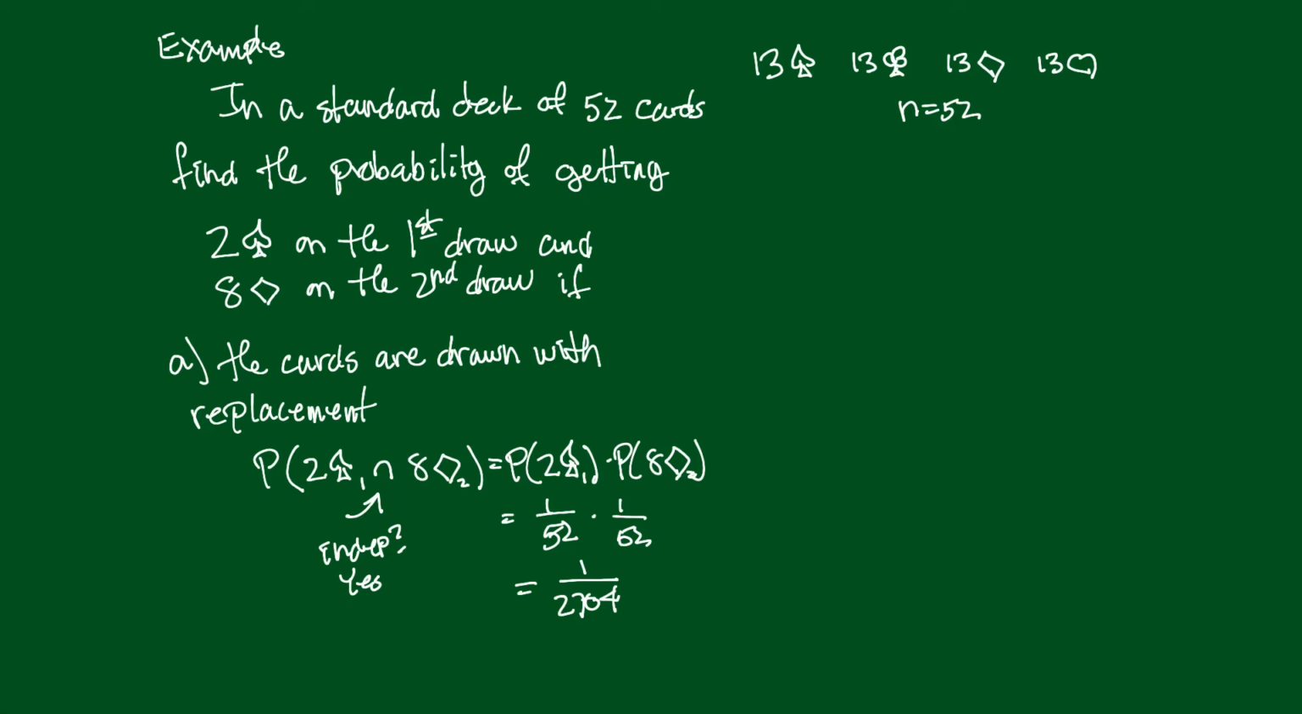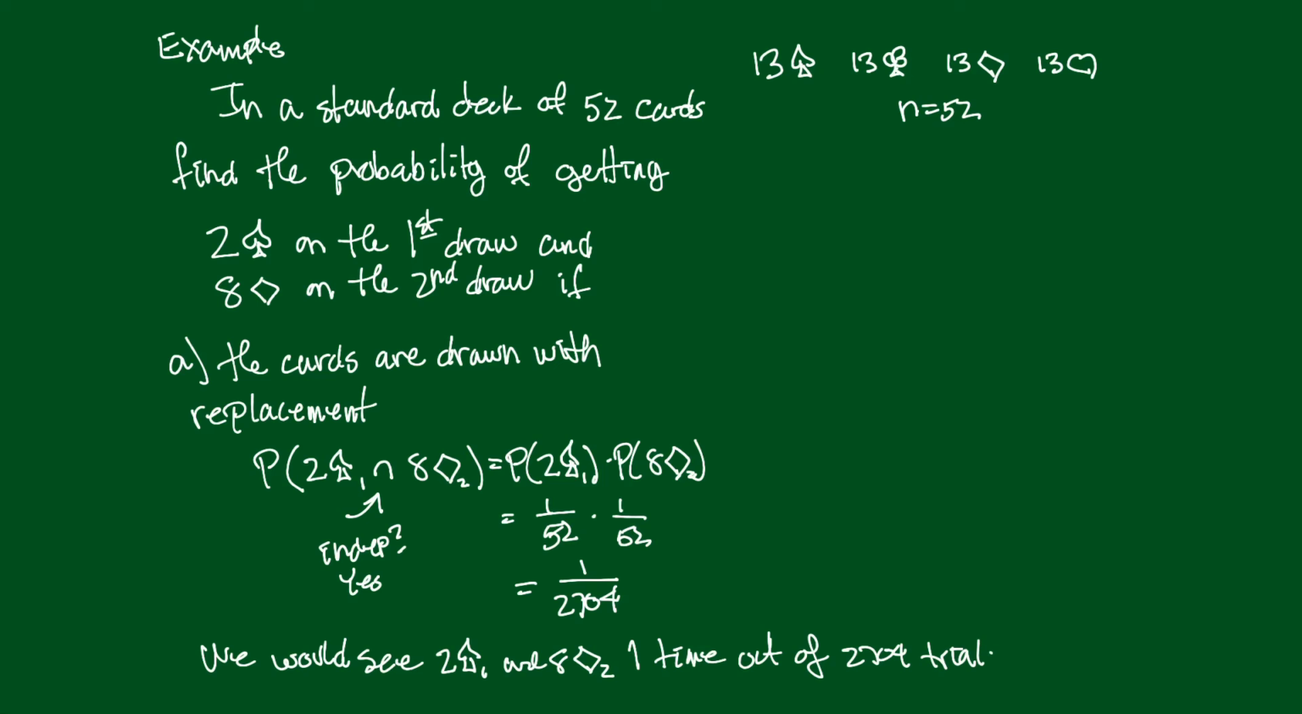Now, that means that if we actually did this, right, in sequence, draw 2 cards, and if we did that 2704 times, we would see a 2 of spades on the first and an 8 of diamonds on the second, 1 time out of 2704 trials. Pretty unlikely event.